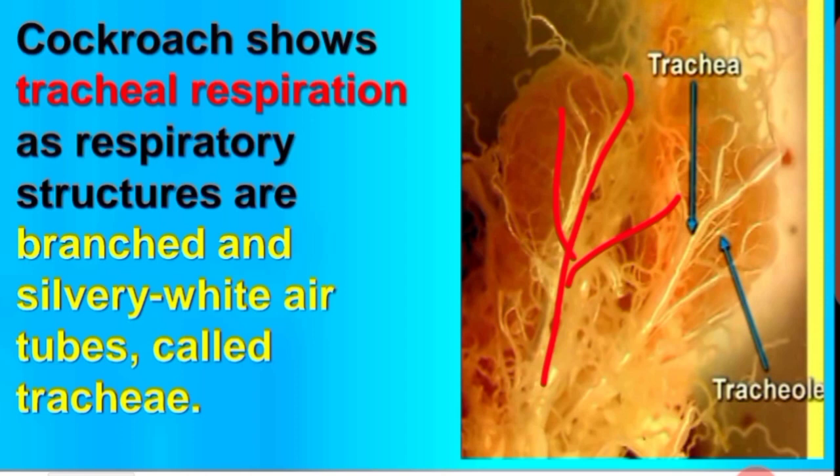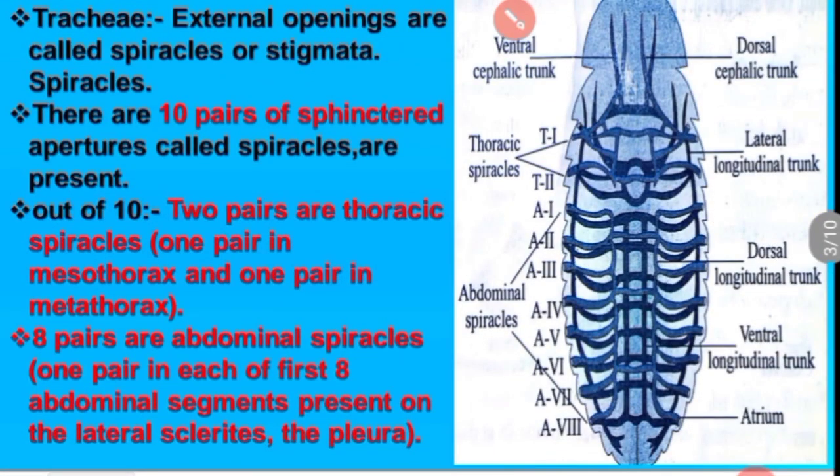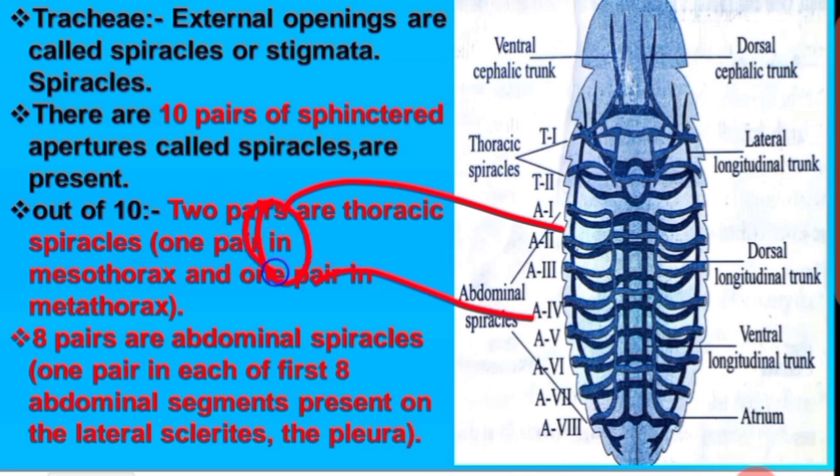Observe the picture. Very branched, silvery white air tubes are there. They are named as trachea. Trachea further divides into tracheoles. Trachea has external openings. These are the trachea. Those external openings are called spiracles or stigmata. Trachea's external opening is called spiracle, and the spiracle is otherwise named stigmata.